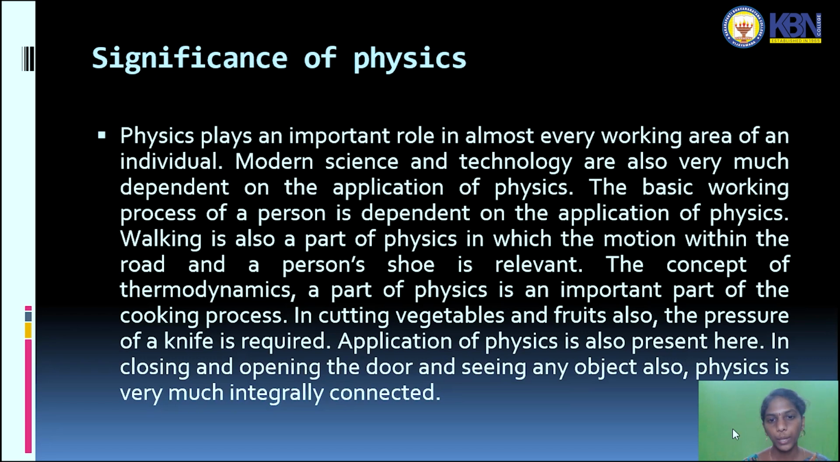Walking is also a part of physics, in which the friction between the road and a person's shoe is relevant. The concept of thermodynamics, a part of physics, is an important part of the cooking process. In cutting vegetables and fruits also, the pressure of a knife is required. Application of physics is also present here. In closing and opening a door and seeing an object also, physics is very much integrally connected.